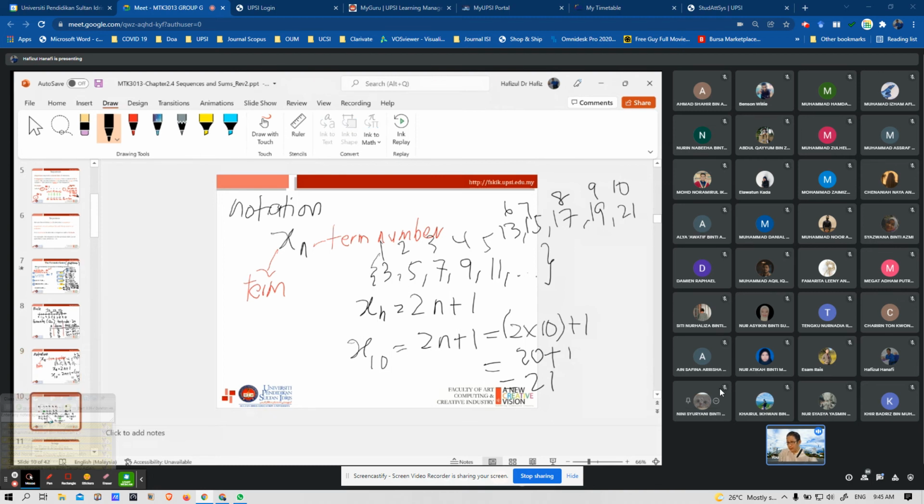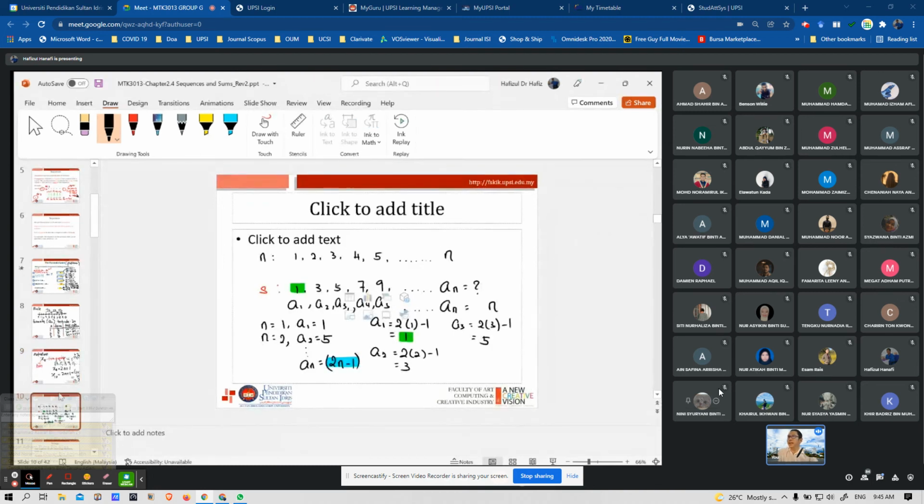Okay, for the n, a natural number, we have the set 1, 2, 3, and a_n. Then we have a_n: n equal to 1 gives a_1, n equal to 2 gives a_2, and so on. So we can conclude this one as a_n is equal to 2n minus 1.